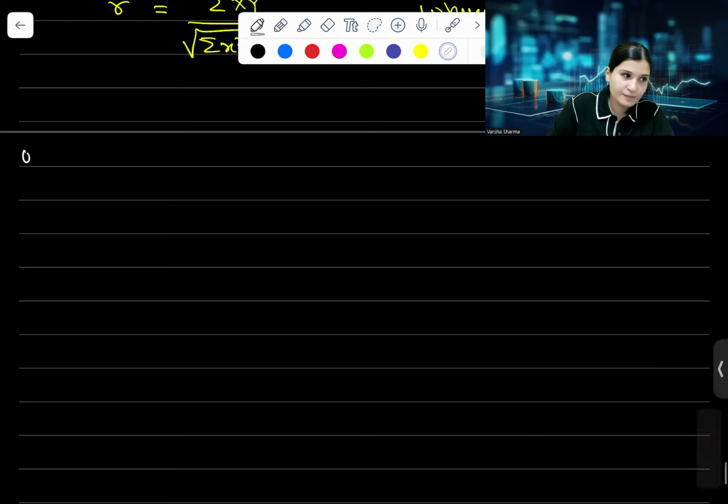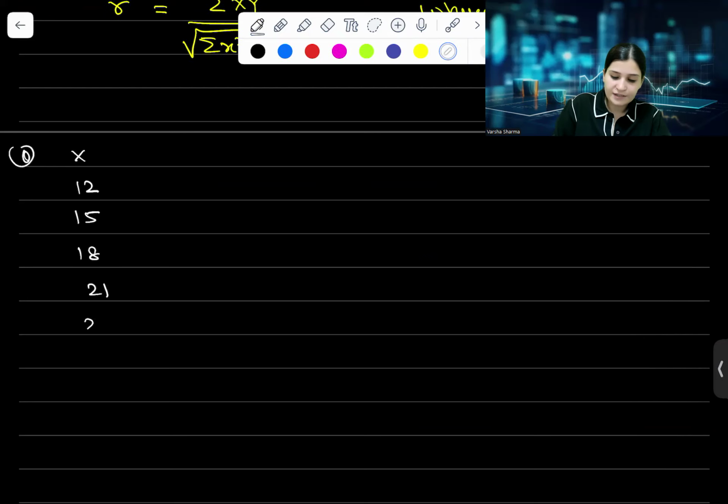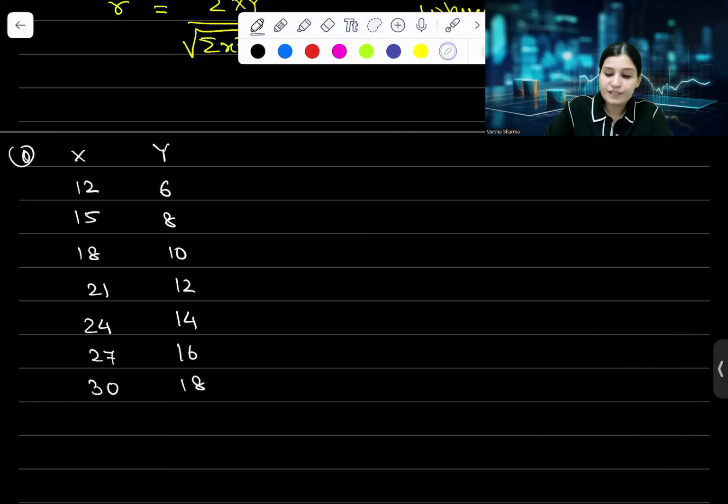First question. X is 12, 15, 18, 21, 24, 27, 30. Y is 6, 8, 10, 12, 14, 16, 18. You need to first calculate n. How many terms are here?